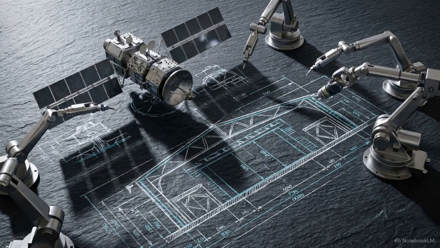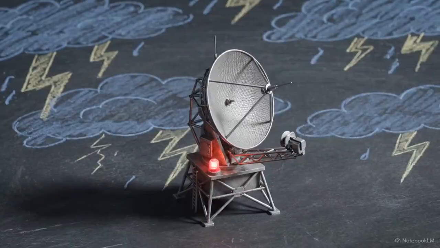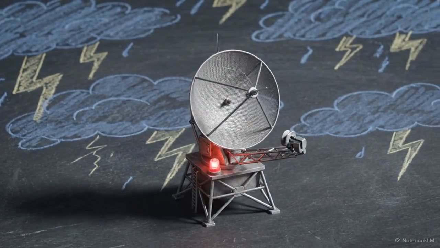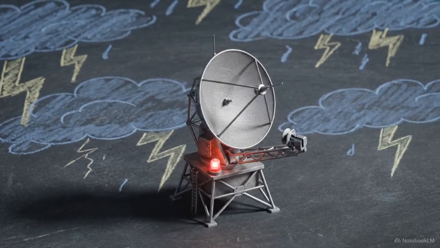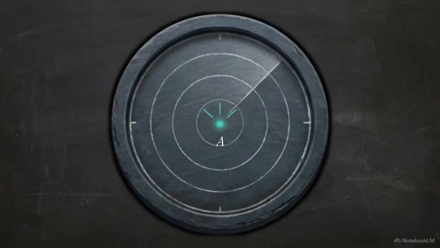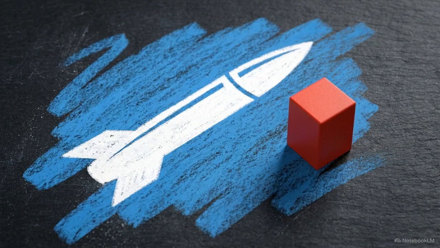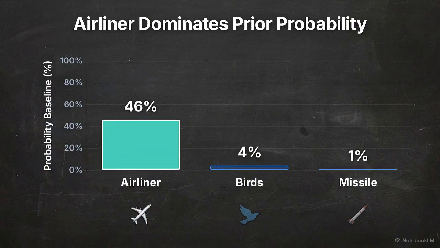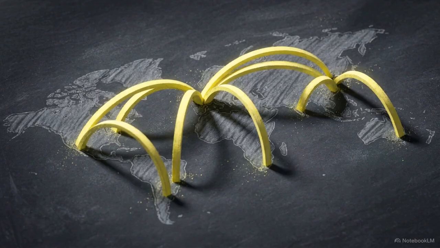We can apply this structural logic to the macro scale of aerospace engineering, specifically the problem of sensor fusion. Imagine an air defense radar detects an unknown inbound object. In Bayesian terms, this detection is the observed effect, or event A. The system must partition the sample space into three causes, either a commercial airliner, a flock of birds, or a hostile missile. Before the radar even pinged the object, the system established the prior probability based on historical flight corridor data.